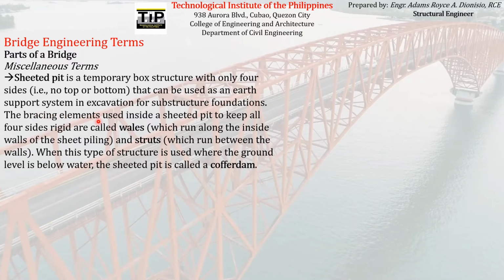The bracing elements used inside a sheeted pit to keep all four sides rigid are called wales, which run along the inside walls of the sheet piling, and struts, which run between the walls. When this type of structure is used where the ground level is below water, the sheeted pit is called a cofferdam. As I've said before, we already had an overview of the definition of sheeted pit when we described sheeting on the substructure component.